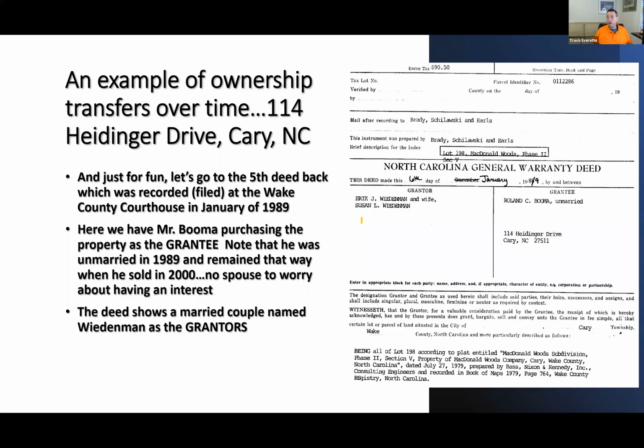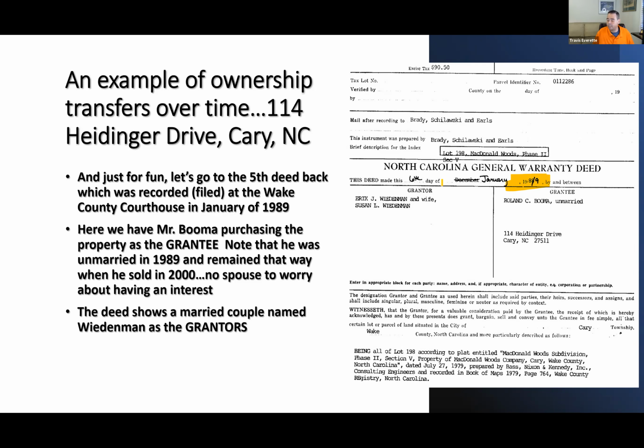5 deeds, same property. This one, as you can tell by the quality of the scan, goes back quite a bit further. This one actually goes back to 1989. If you look right there, this one takes us back to 1989. And this one shows Mr. Booma, who was also unmarried in 1989. So a long-time bachelor. He was unmarried in '89 when he bought the property. He was probably living it up. He was unmarried in 2000 when he sold the property, and he bought the property from an Eric and Susan Wiedenman back in 1989.